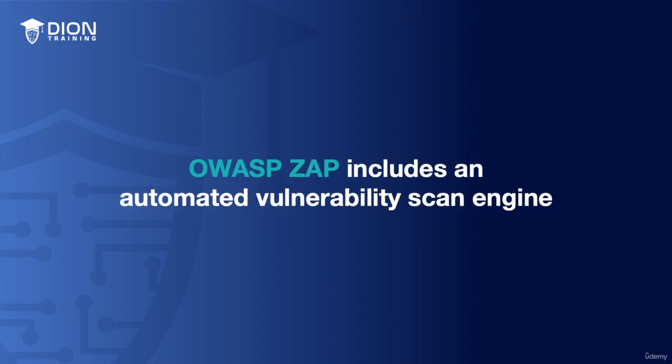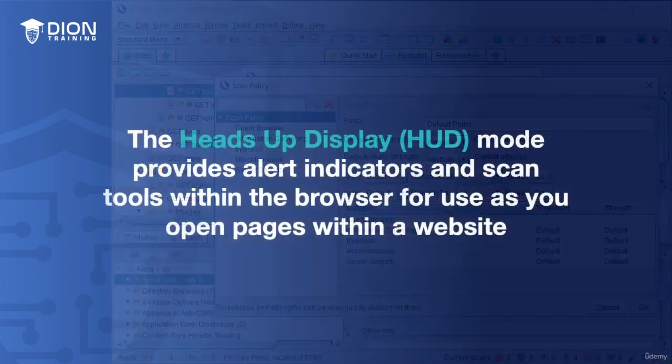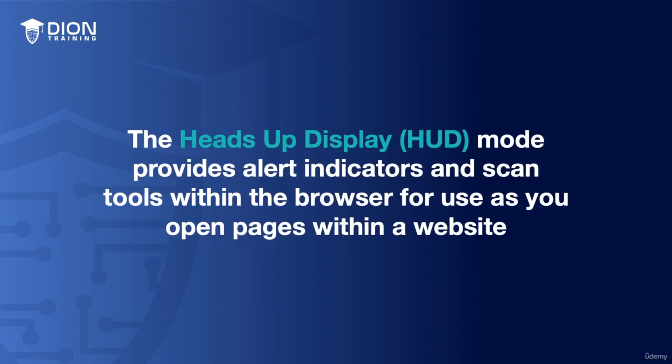Now, in addition to that, OWASP ZAP will also include automated vulnerability scanning by using its scan engine. To do this, you're going to end up setting up a scan policy, much like you do with Nessus, and then it will be able to go through and look for those things based on the different plugins that you have. For instance, if you decide you want to use a scan policy to be able to detect the client browser, or to conduct information gathering, or trying to do injections, you could do all of that from within this tool.